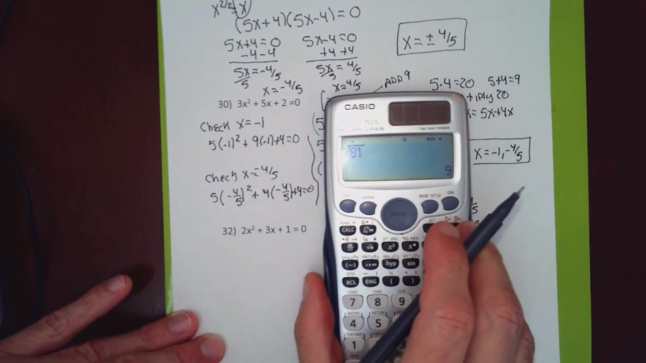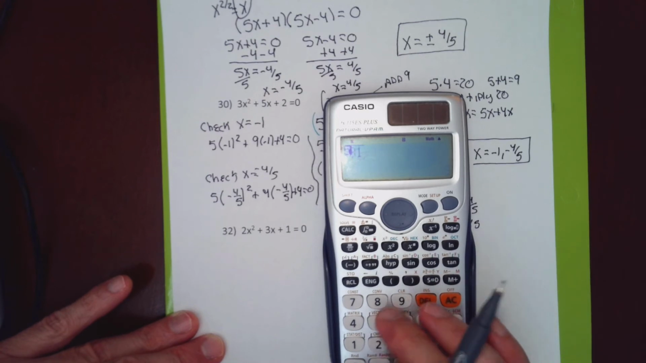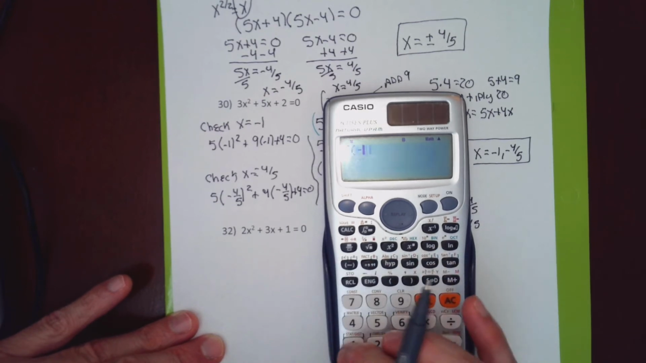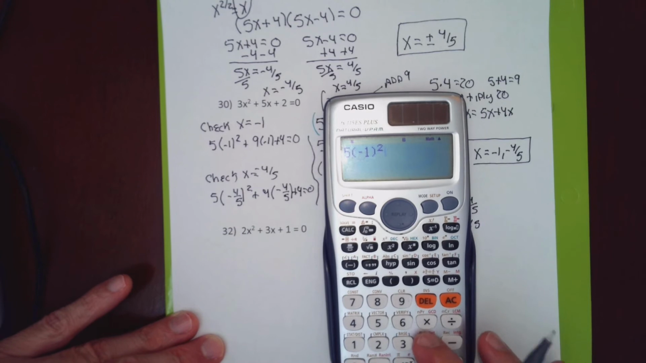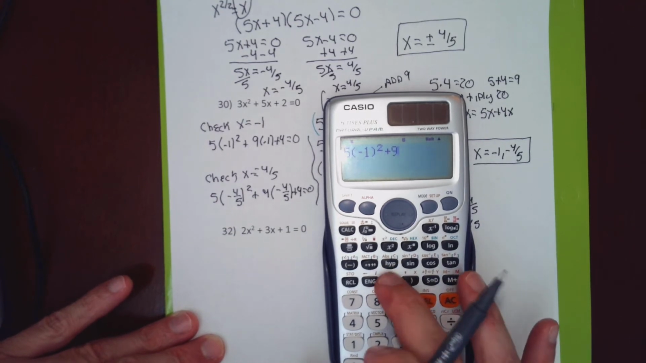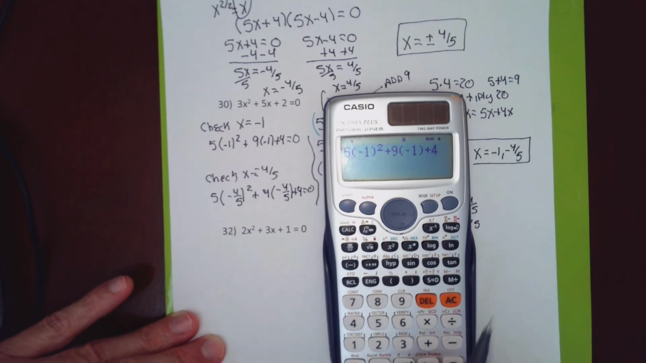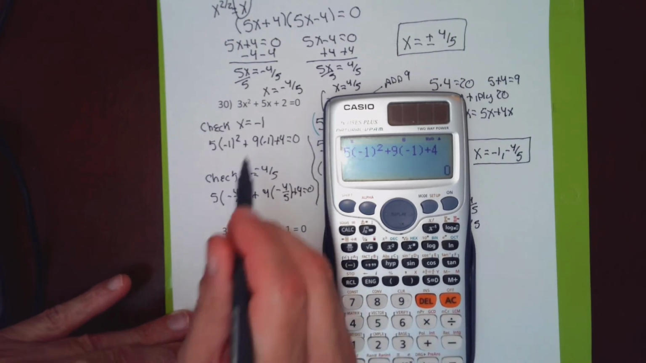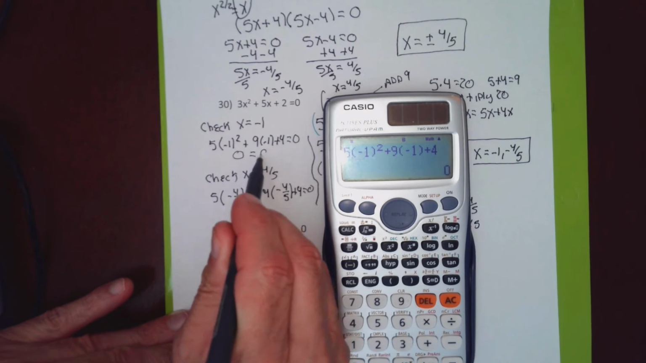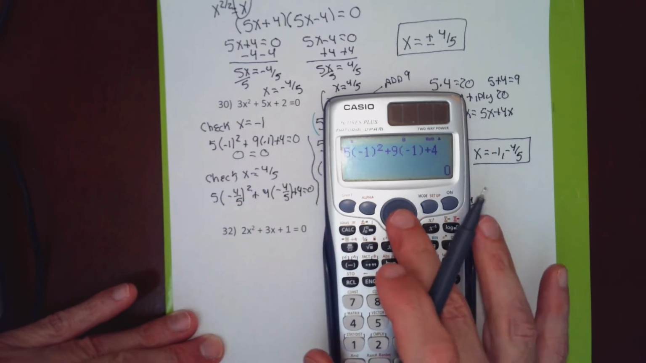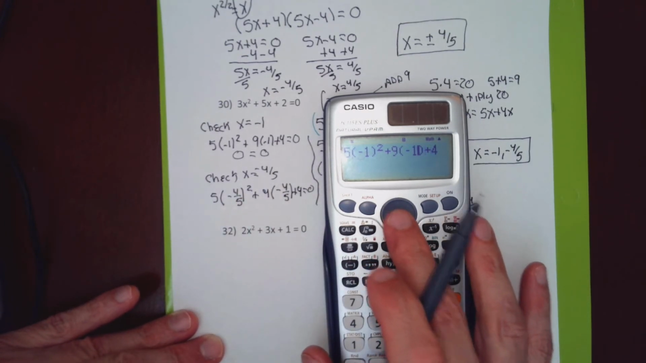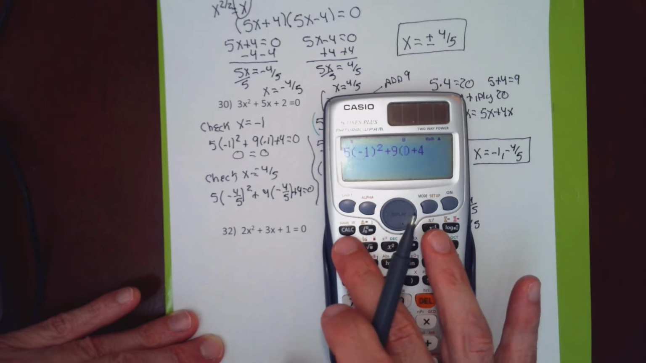Usually if one works, the other works. Let me do the easy one. So 5 times -1 squared plus 9 times -1 plus 4. That's the top checking, and that gives me a perfect check, gives the left side 0, which it needs to be. Now I'm going to backtrack and delete the fraction.